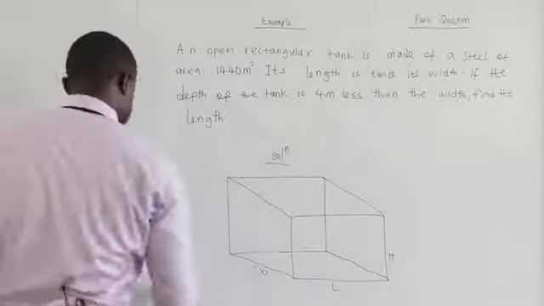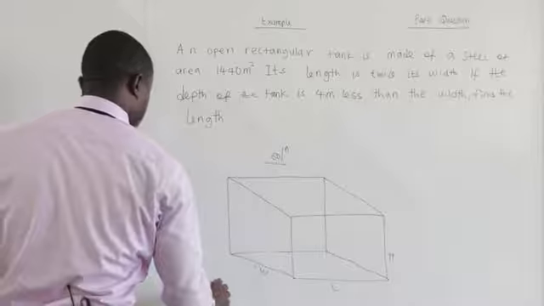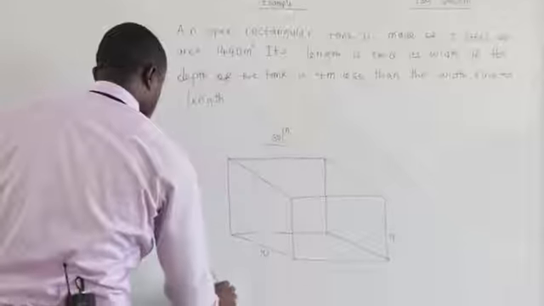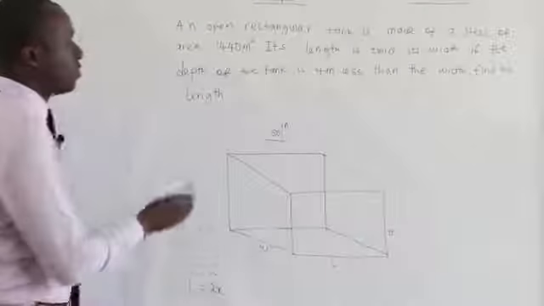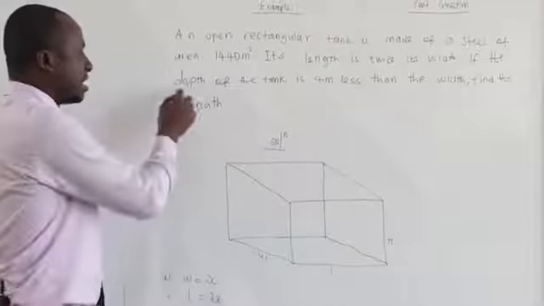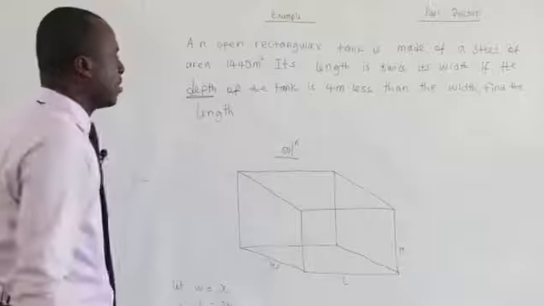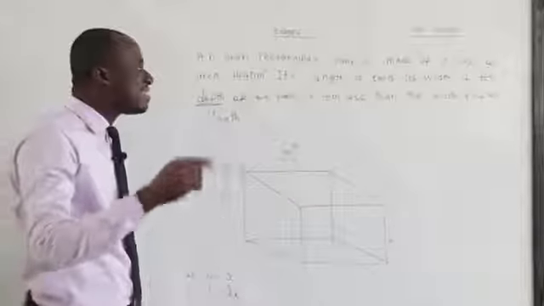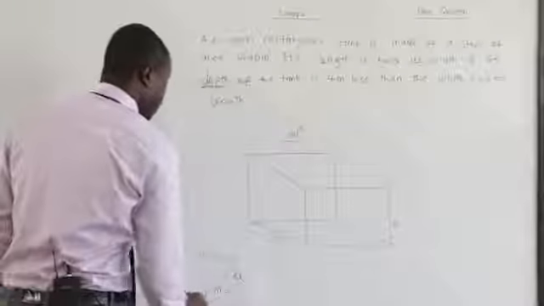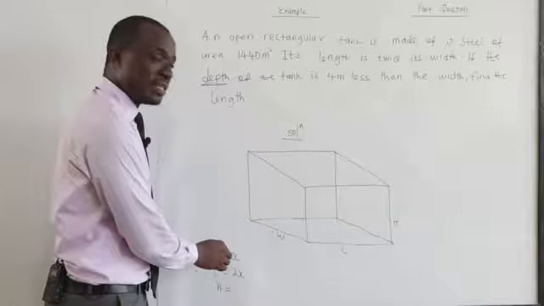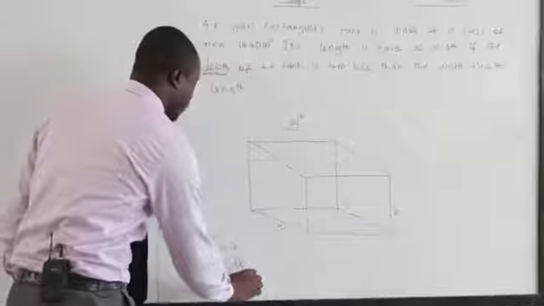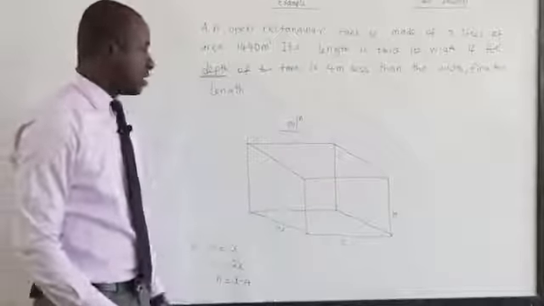It means that we can say that let the width be x, and if the width is x, therefore the length will be what? 2x. Why? We are being told that its length is twice its width, and then we are also being told that its depth, that is the height of the tank, is 4 less than the width. So if the width is x, it means that the height becomes x minus 4. That will be the height.